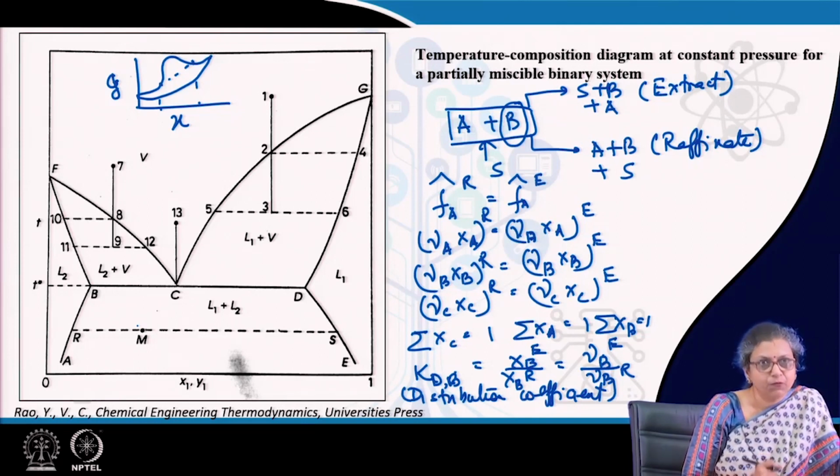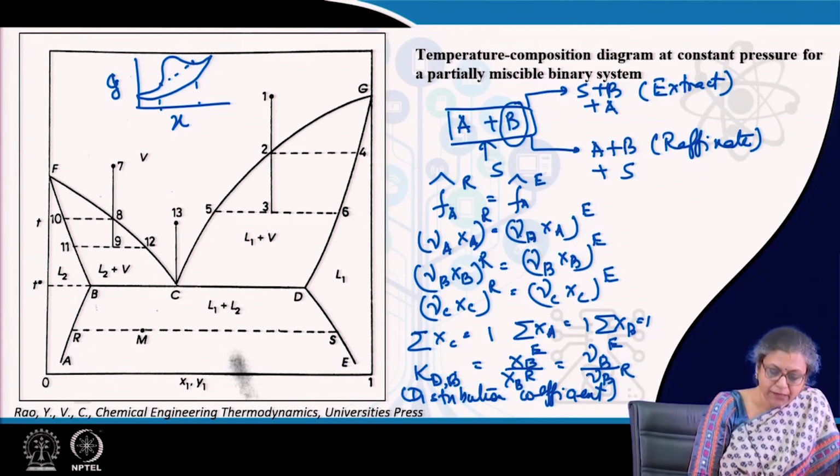And remember one thing, that liquid equilibrium is influenced by temperature, but it is independent of pressure. So, we would always like to operate at higher and higher pressure in order to ensure that the existence of two liquids can be extended over a larger range of composition, and we do not enter the vapor range.